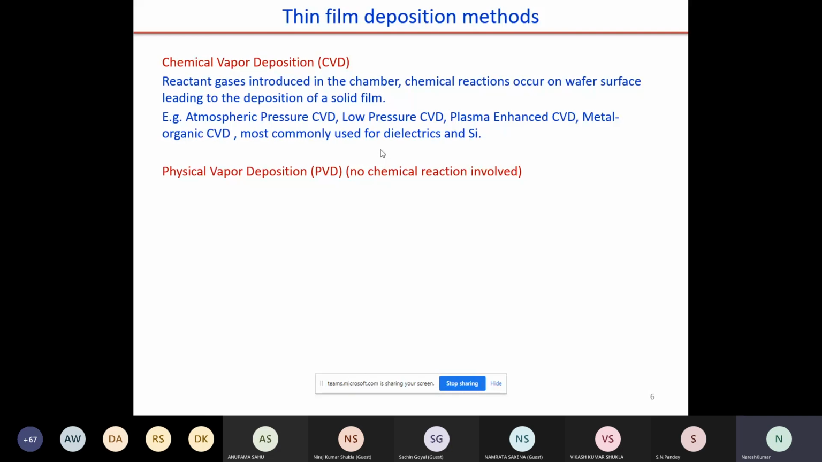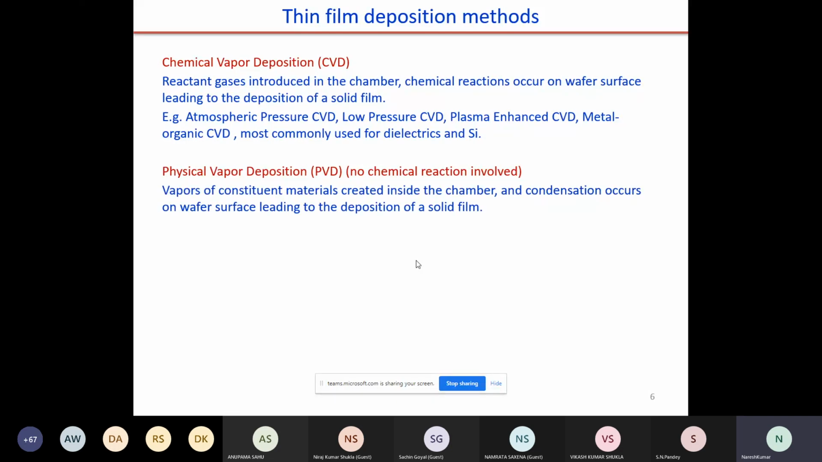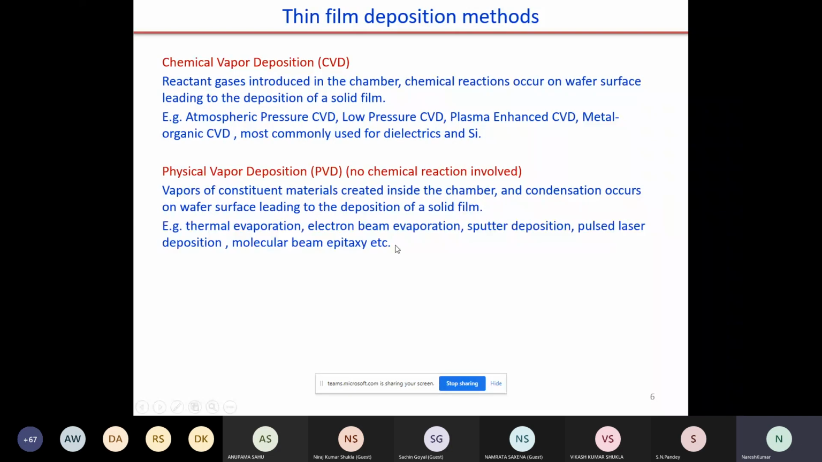Then the second is physical vapor deposition. Here no chemical reaction is involved, and here what we do is we try to create plasma. We try to create vapor of constituent materials inside the chamber, and then we allow them to condense over the surface of a substrate, and accordingly we get a deposition of a film finally, right? And there are again various techniques, various instruments, which may be kept in this PVD category.